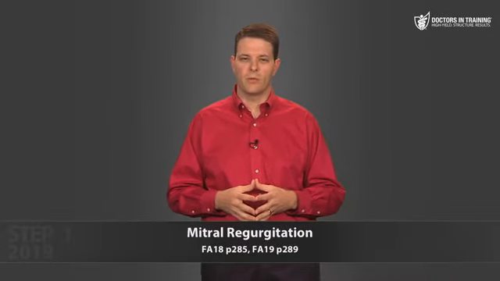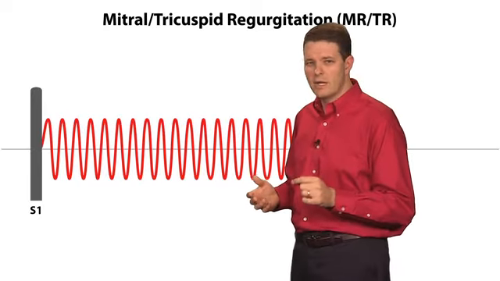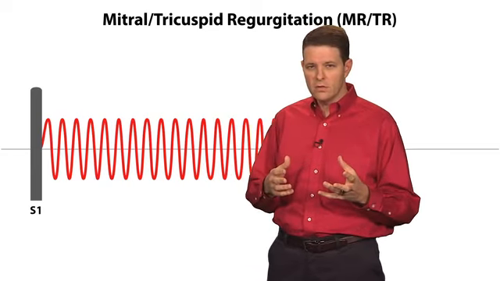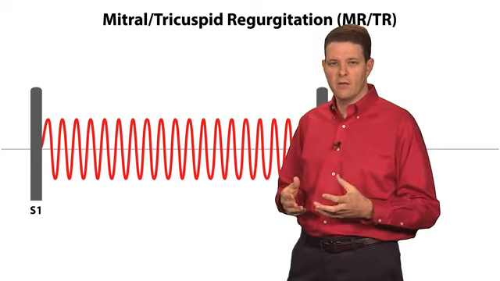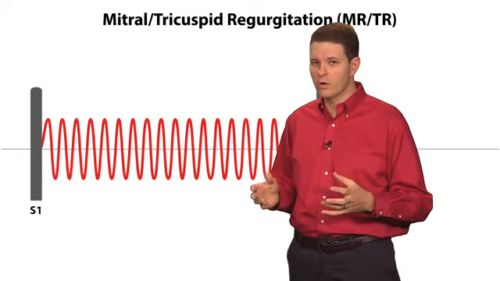Next, let's talk about mitral regurgitation, which is another common systolic murmur. This is a systolic murmur that does begin immediately following S1 with no gap. So what causes the S1 heart sound again? Closure of the mitral and tricuspid valves. So during systole, the mitral valve should be closed and there shouldn't be any blood flow across it.